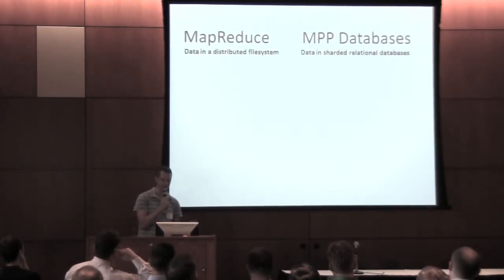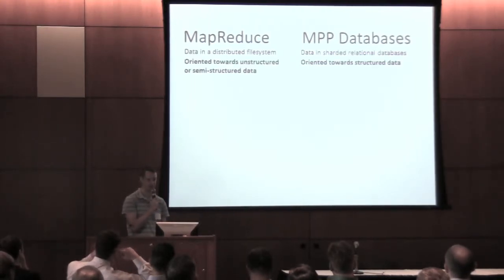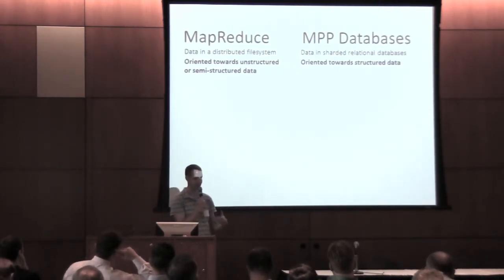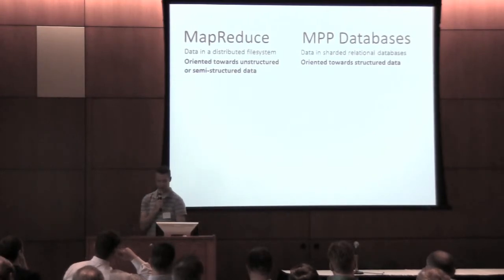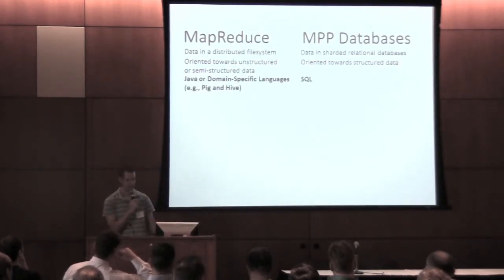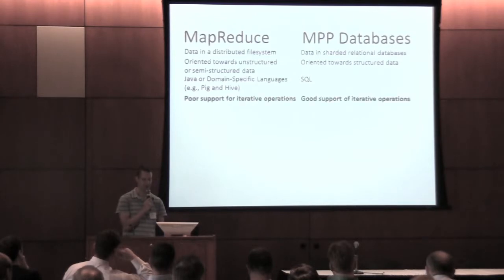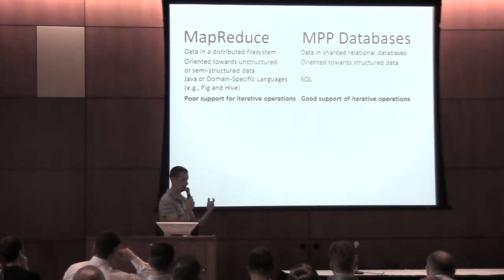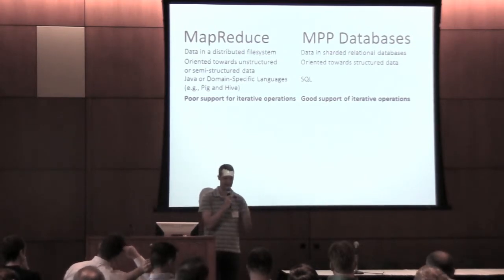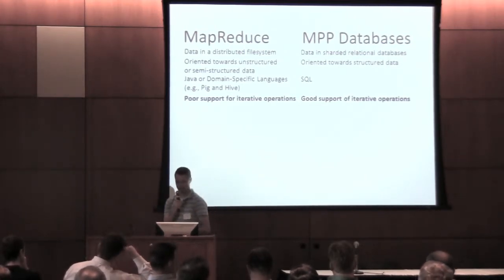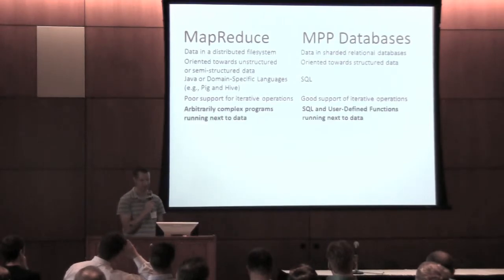So in MapReduce, we have a distributed file system, whereas MPP is a relational model. And MapReduce is more geared to unstructured or semi-structured data, often just raw data. MPP is more of a structured relational model. You tend to use DSLs or just Java versus SQL. And MapReduce doesn't do a very good job of iterative operations. We can talk a little bit more about that. MPP databases do a much better job of highly iterative queries that run against the data because they can keep related data sets in memory for multiple iterations.